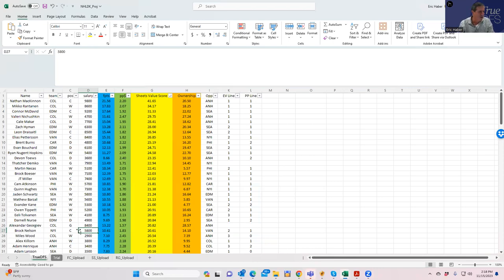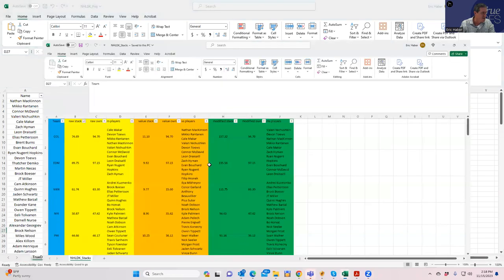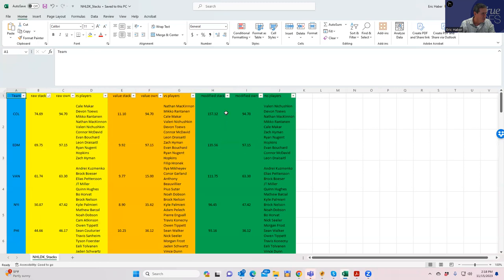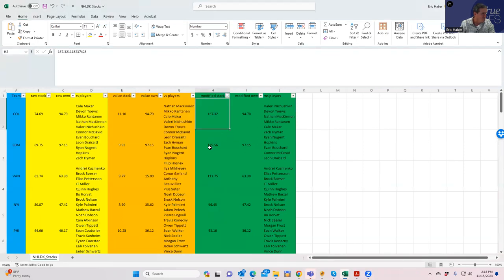So anyway, let's take a look. Before we build, let's look at the stacks. I'm not going to be surprised, but yep, according to modified stack ratings, you have Colorado and Edmonton just laying over the field. More to the point, you have Colorado laying it over the field over Edmonton, and then pretty much an equal drop to Vancouver. Again, nothing particularly earth-shattering about this slate.